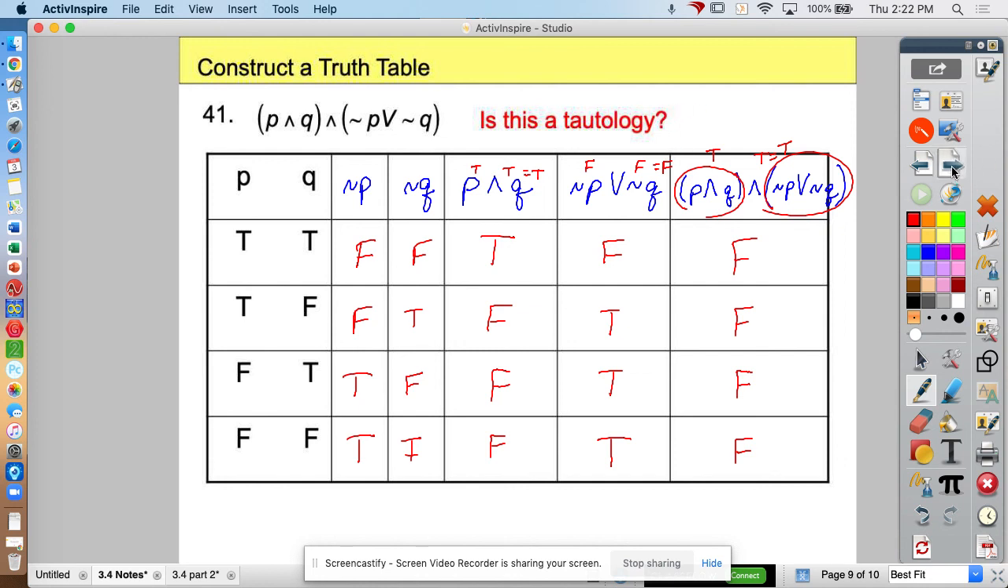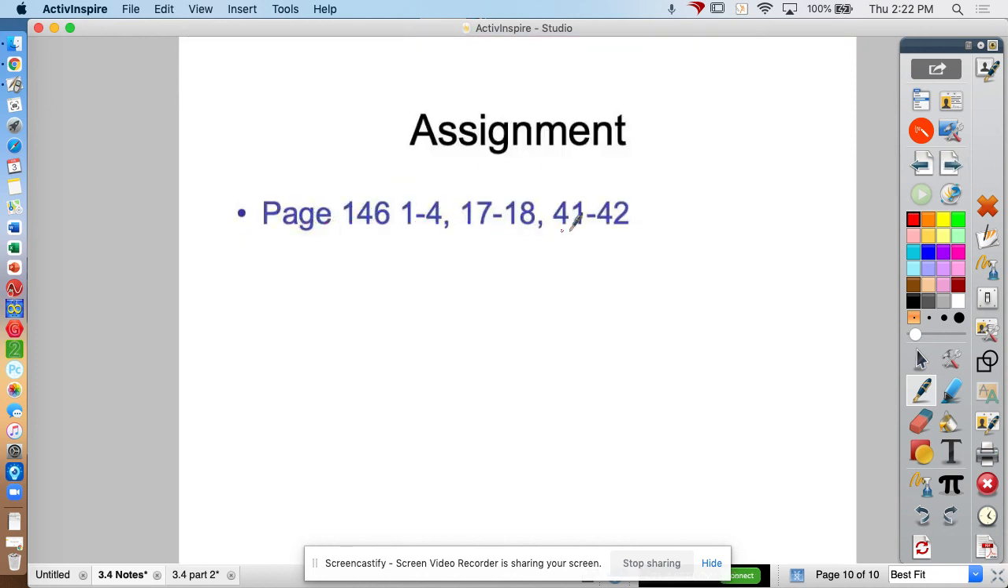All right, so this is the assignment that you're going to do, and we just did 3 of these problems. So your assignment is to finish the other ones on a piece of paper, and that will be your practice for this basic conditionals and biconditionals assignment.